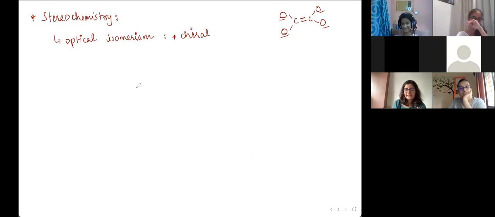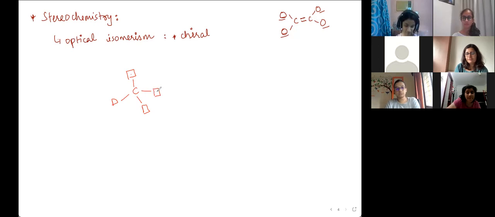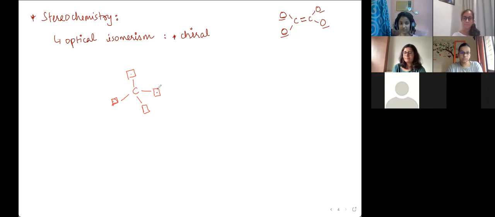Simple: carbon has four bonds. So you just need to see what is attached on all four bonds of the carbon. If all four of them are the same, or even one symmetry is found, then it is not chiral. It's called achiral. But if all four of them are different, then that carbon is called a chiral carbon, usually represented by an asterisk over it. That's what chirality is.